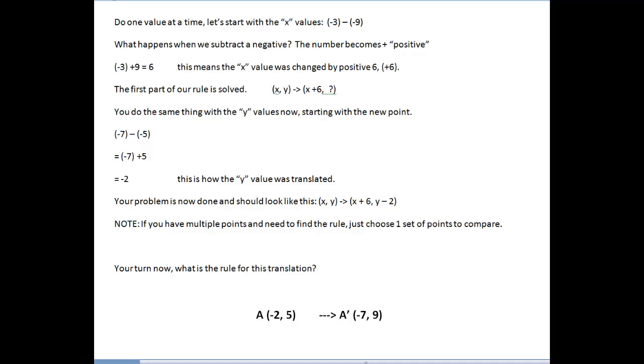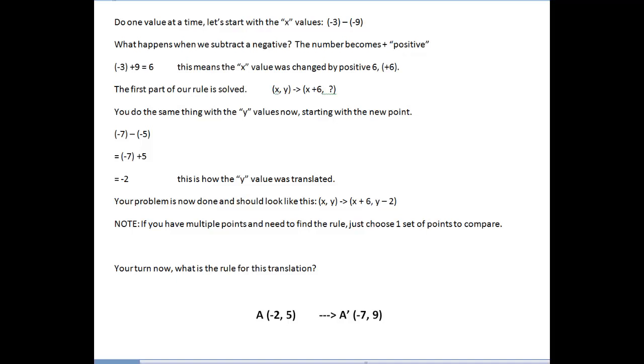What happens when we subtract a negative? The number becomes a positive. Negative 3 plus 9 equals 6. This means the x value was changed by positive 6, so the first part of our rule is solved. The x becomes x plus 6.